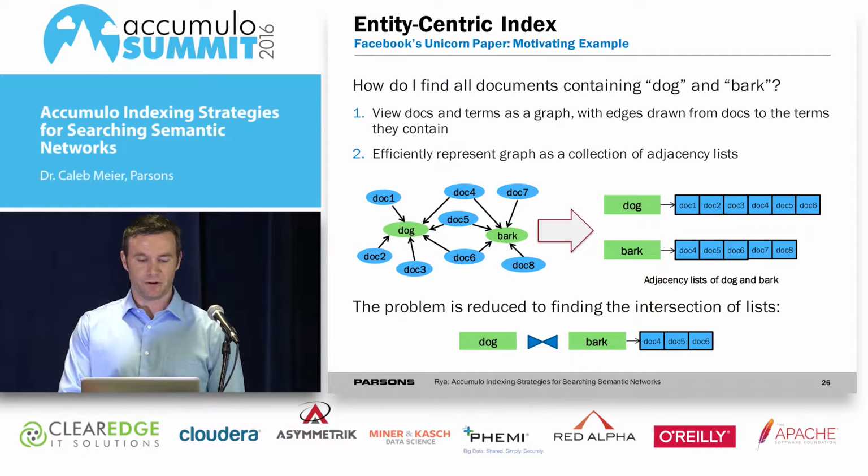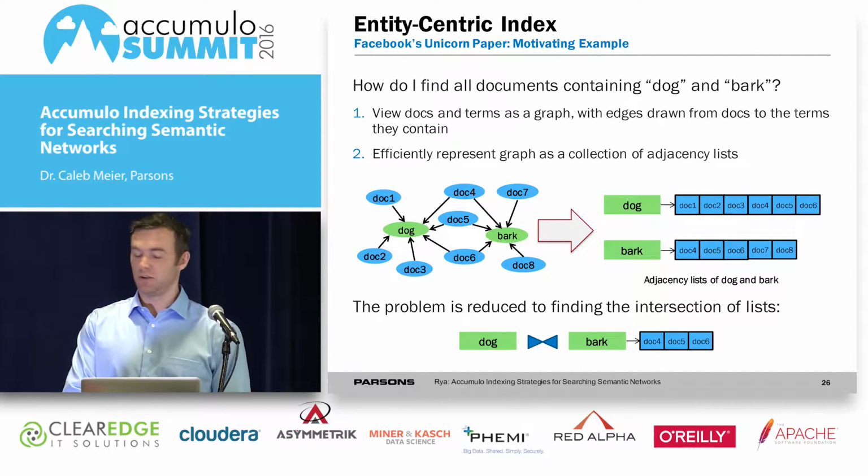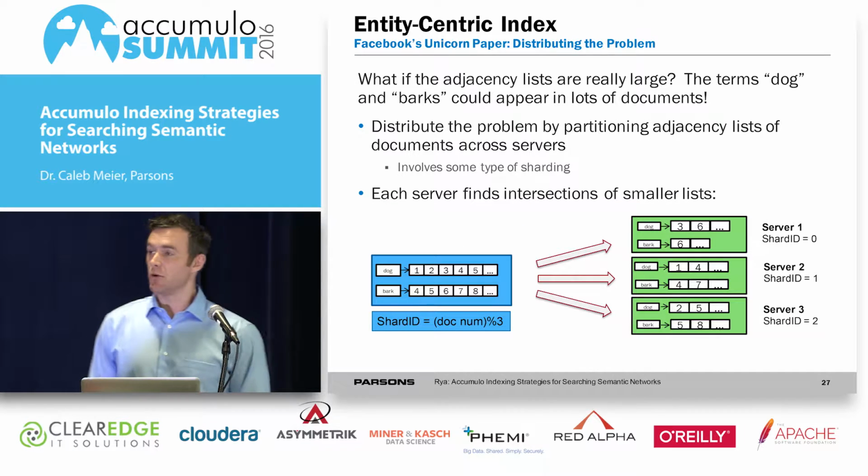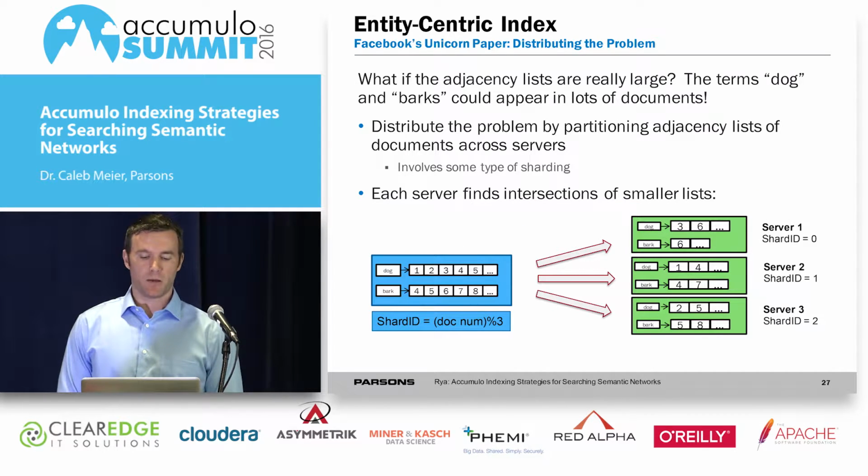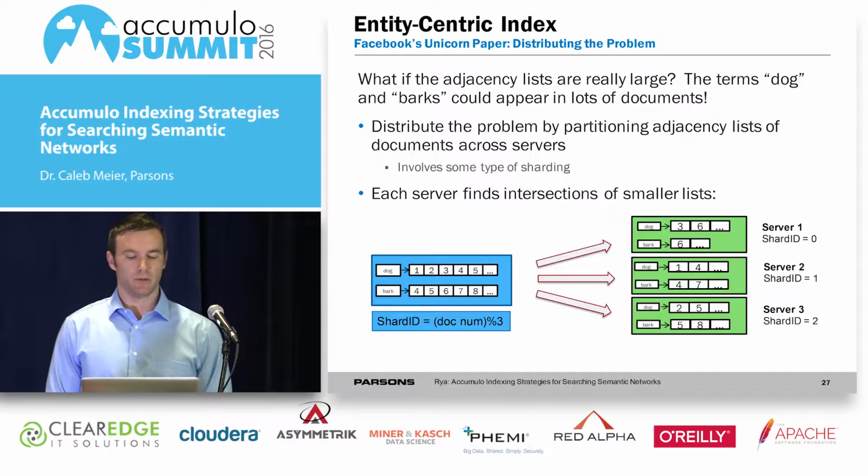And you can represent this as a collection of adjacency lists. And the idea here, if our terms are dog and bark, and you want to find documents which contain dog and bark, you just find the intersection of these lists, right? Well, what happens if these lists grow really large? Well, we want to come up with some way of distributing the problem.